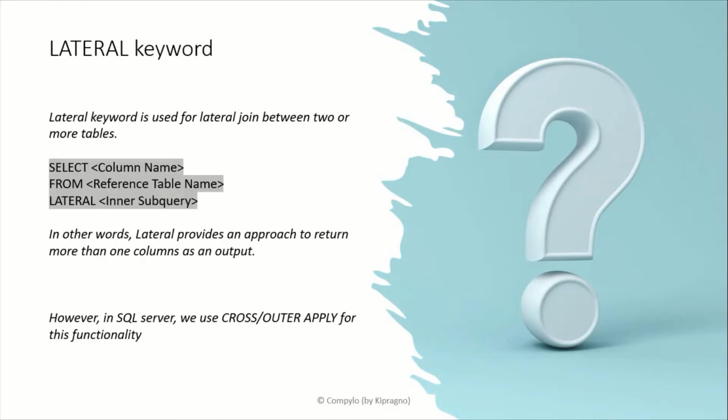What is a lateral keyword? See, lateral keyword is used for lateral join between two or more tables. Following is the syntax. Select column name from the reference table name and then we will use lateral keyword with inner subquery. In other words, lateral provides an approach to return more than one column as an output. However, in SQL Server, we use cross or outer apply for this functionality.